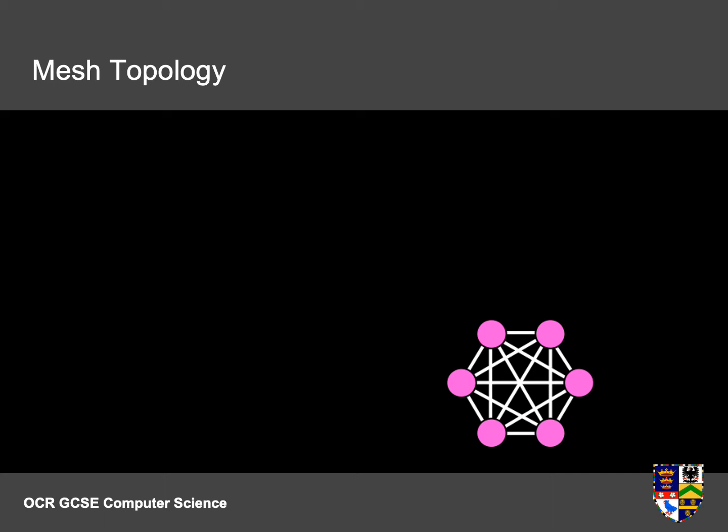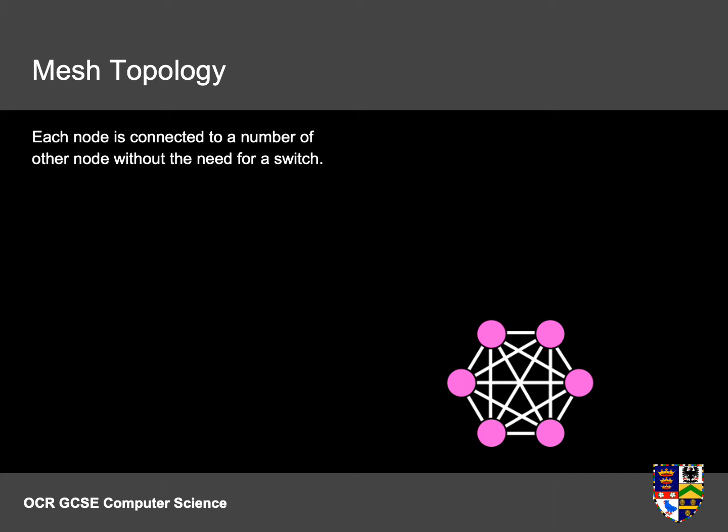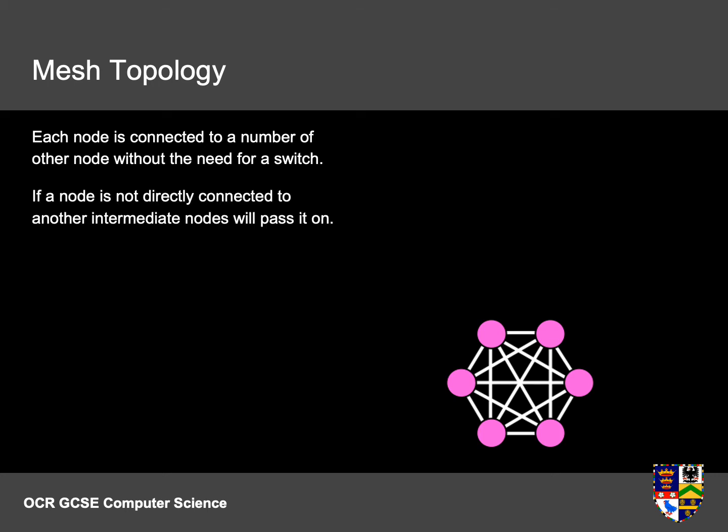The final topology that you need to know for your exam is the mesh topology. Now, if you look at the image in the bottom right hand corner, you can see that each node is connected to a number of other nodes, and the whole idea is that you don't need a switch in order to connect each of the nodes together, and they can pass data on between each other if needed. Now, the image there shows just a full mesh network. If you had a partial network where each one wasn't connected to every other node, the nodes could pass data between each other until they get to their desired location.